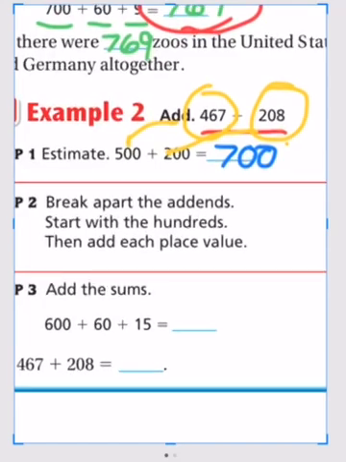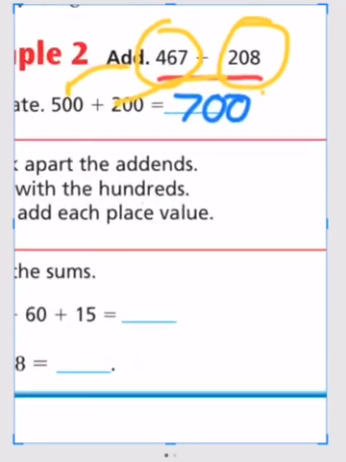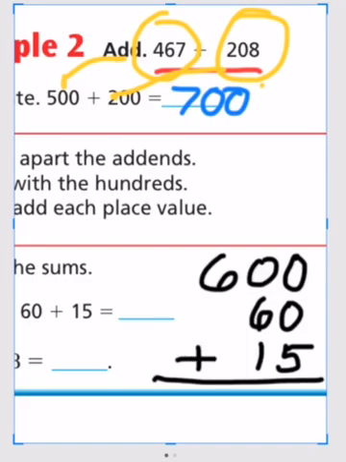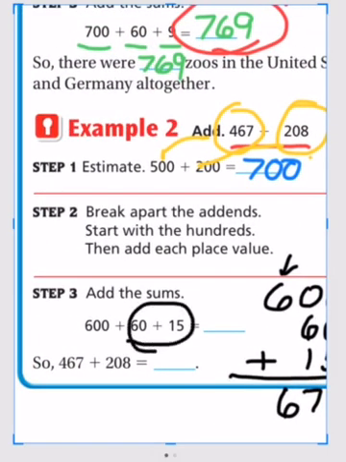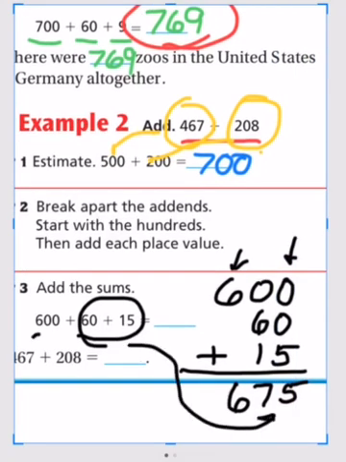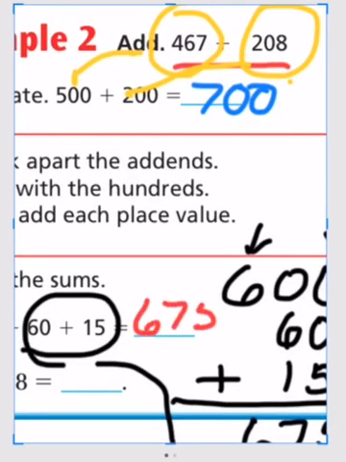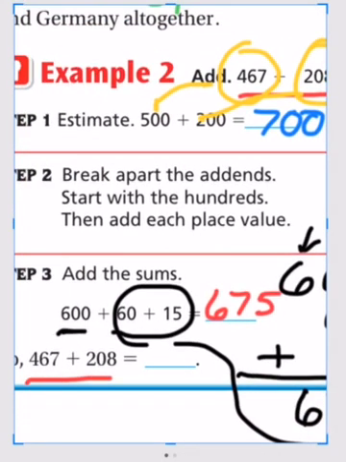Okay? And if you can't solve that on your own, that's okay. We can always write it this way too. 600 plus 60 plus 15. So don't always rely on solving it in your head. Add up my ones column. That's 5. 6 tens and 1 ten, 7 tens, and 600 plus nothing is 675. When we add these up, I like to add the smaller ones first. 60 plus 15 is 75, which we saw right there. And then we add 600 to that, and it's 675. So we can write 675 right here. 467 plus 208 is 675. That's what we just solved.